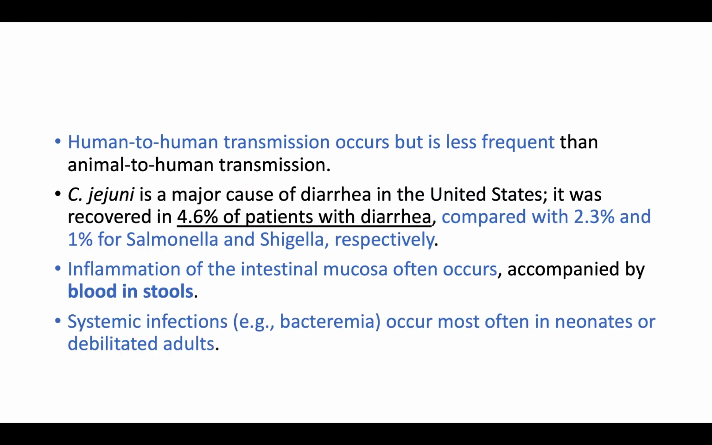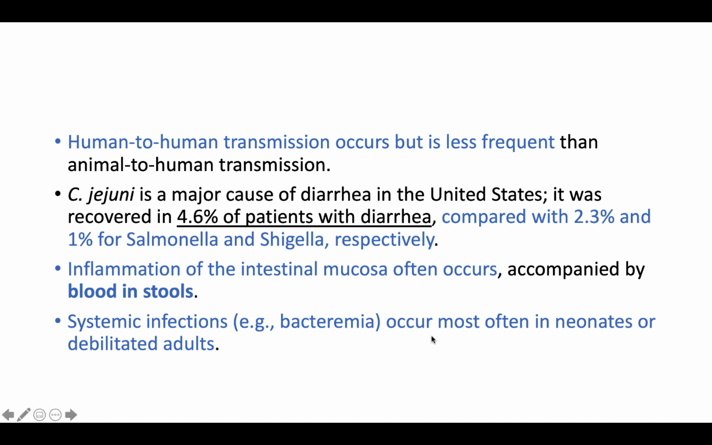Human to human transmission occurs, but it's not very frequent. For example, someone has diarrhea at home and can infect someone else, yes, but the fecal-oral route is usually the main problem. Campylobacter jejuni is a major cause of diarrhea in the United States. It was recovered in about 4.6% of people with diarrhea, compared with 2.3% for Salmonella and 1% for Shigella. So it is more dominant than the two combined. Inflammation of the intestinal mucosa often occurs, accompanied by blood in the stools. So there is a form of bloody diarrhea.